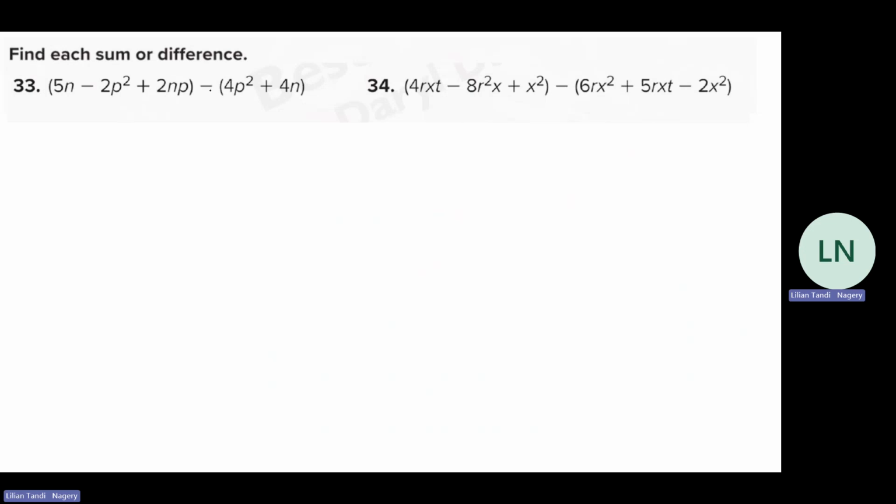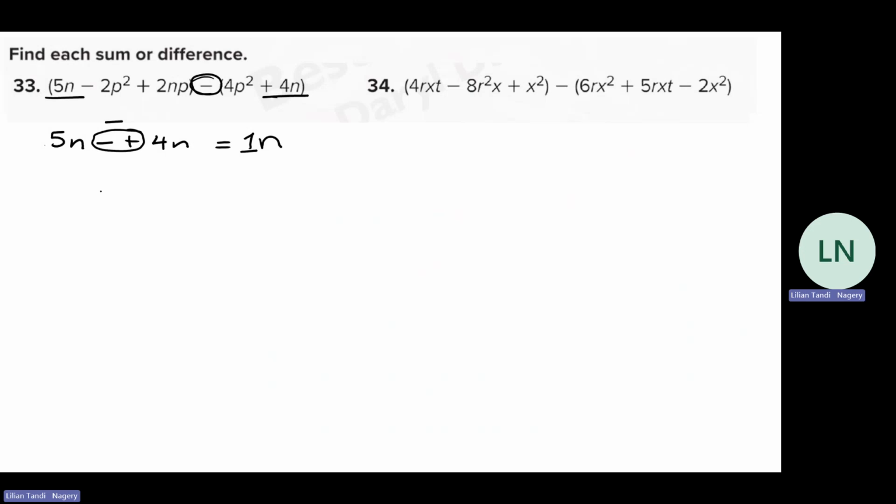Here we are subtracting. We're finding the difference between this bracket and this bracket. Okay, so we start with n. So 5n minus positive 4n. This is friends with this. And remember, we are subtracting. So this becomes minus, and that becomes n. Becomes 1n. 5 minus 4 is 1.